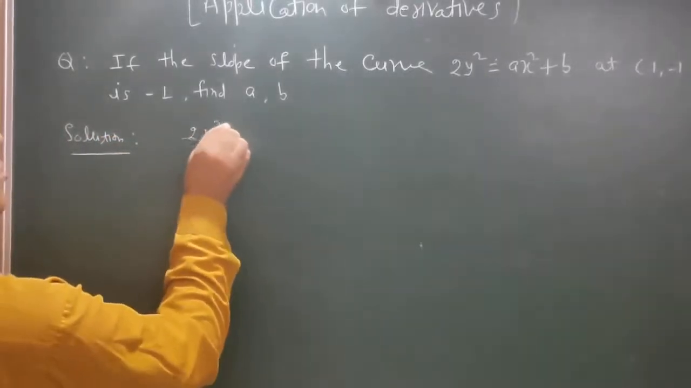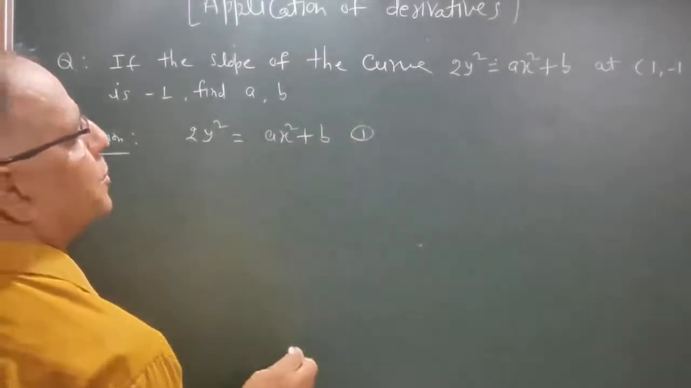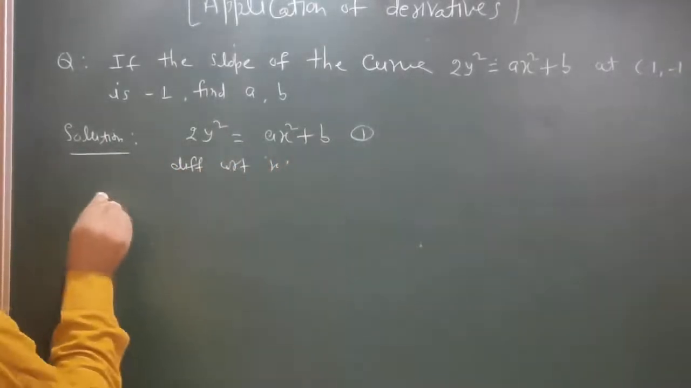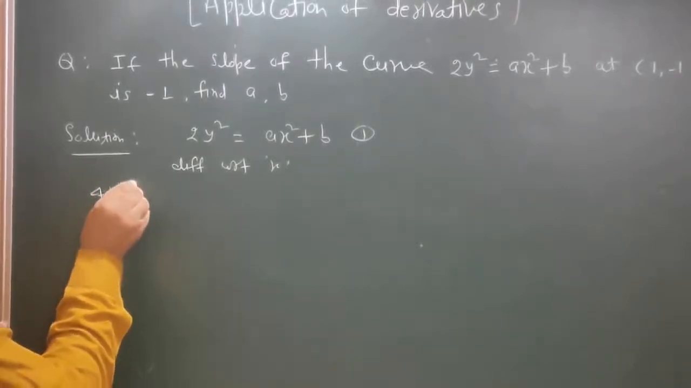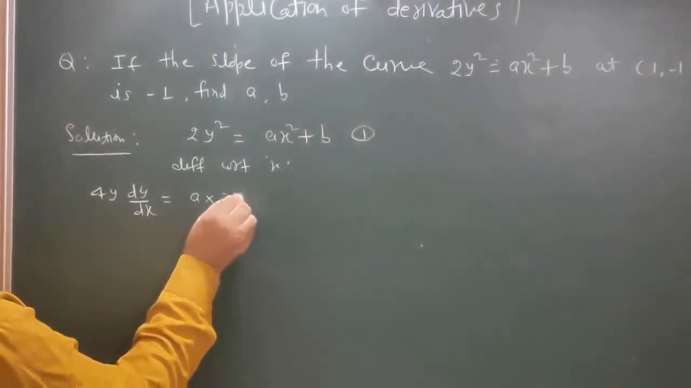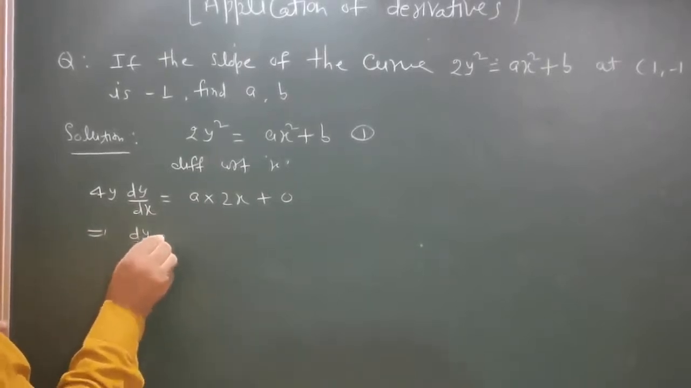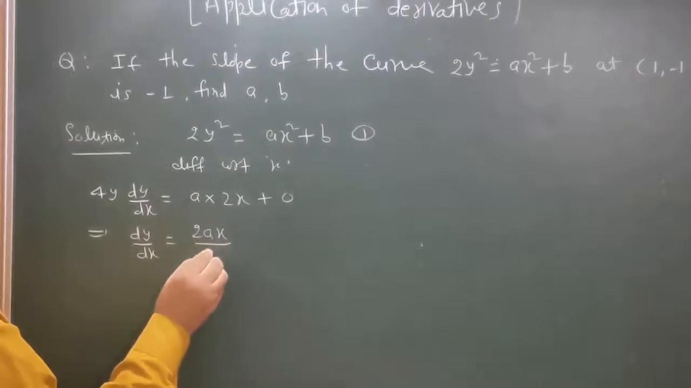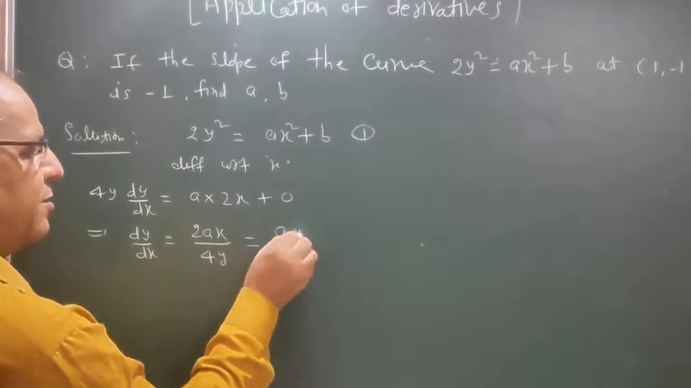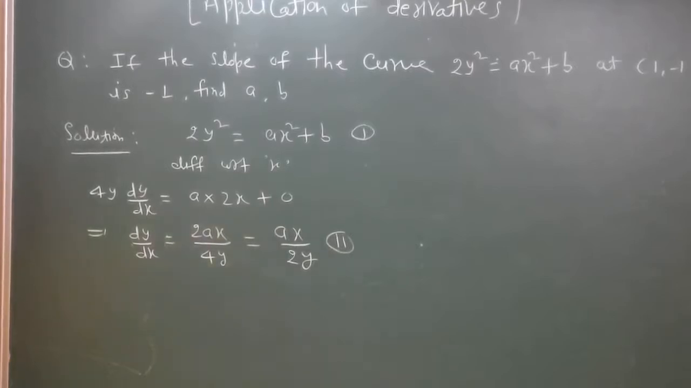The equation of the curve is given: 2y² = ax² + b. Let this be equation one. Now differentiate with respect to x. 4y dy/dx = a into 2x plus 0. So dy/dx = 2ax/4y, that means ax/2y. This is the derivative of y with respect to x.